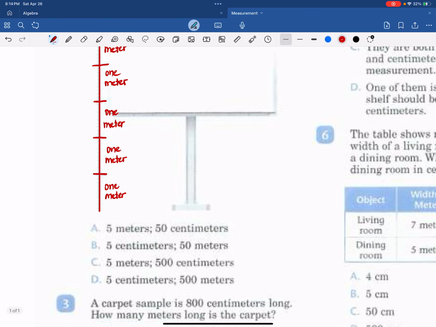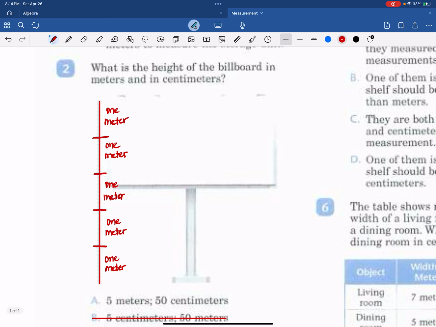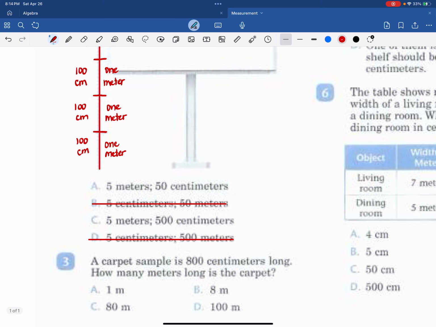I look down here and I can eliminate B and D because I know that I have to have 5 meters. The question is, for each of those meters, how many centimeters? Well, centi means 100th, so there are 100 centimeters for each one of these, and that will allow us to pick our answer. How many total centimeters would you have? That would be C, as in Charlie.